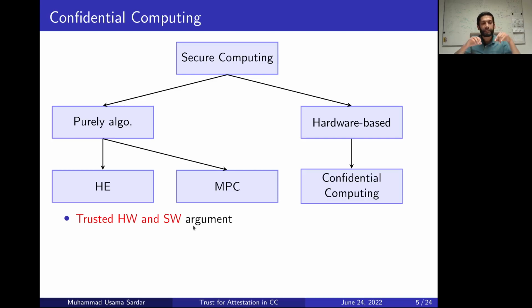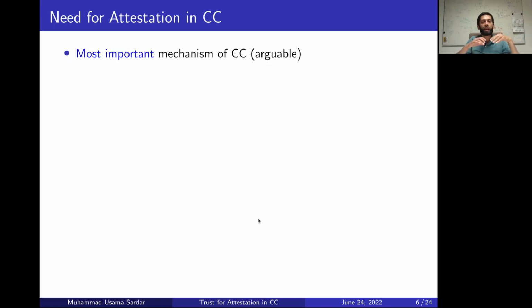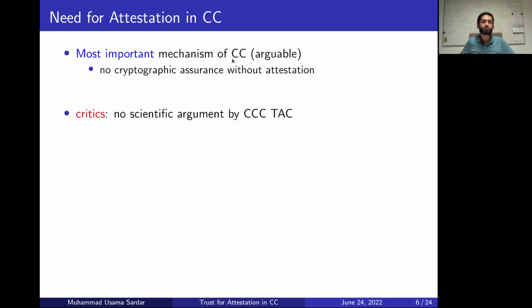So this specific part of secure computing is known as confidential computing. As I said, there is a specific assumption that we trust the hardware and at least one software layer, and that's why it has more trust. In order to overcome this, we need a mechanism called attestation. And I would argue that this is actually the most important mechanism of confidential computing, because there is no cryptographic assurance whatsoever without this process of attestation.